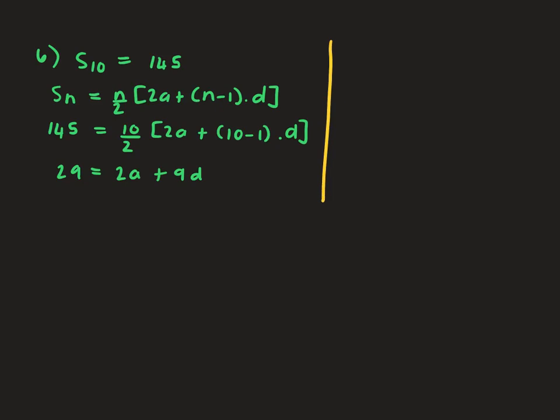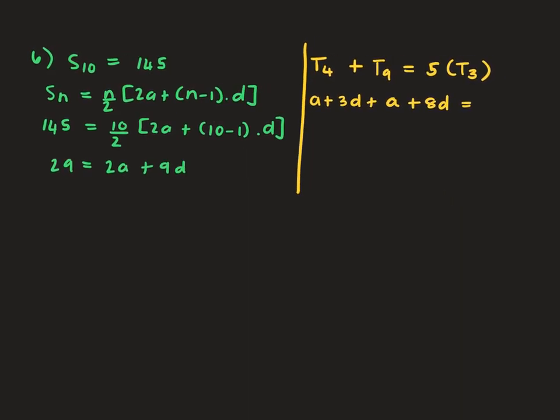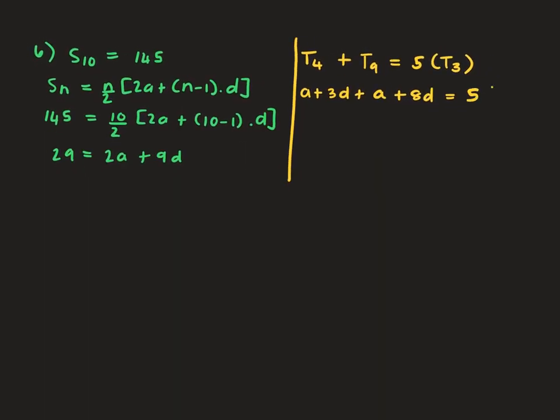So the other piece of information says the sum of its fourth. So we're adding these terms. The sum of the fourth and ninth term is 5 times the third term. Okay, so how do we write term 4? It's a plus 3d. How do we write term 9? It's a plus 8d, is equal to 5 times (a plus 2d), right? Remember, the coefficient of d is always 1 less than the position of the term.